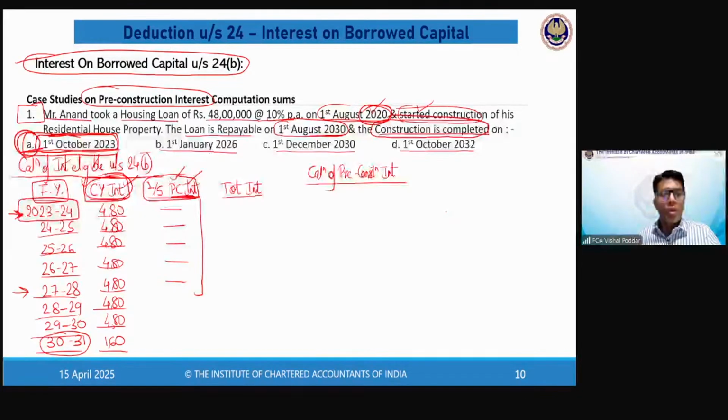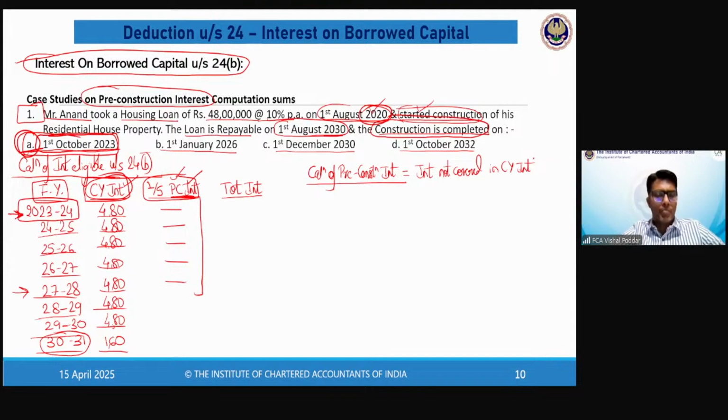So what is pre-construction interest? There is a legal language to it. My answer to this is: interest not covered in current year interest. This is my one line answer as to what is pre-construction interest. There is a legal answer. I'll come to that legal definition and the legal working part, but I'm sure when I go to the legal working part, it will be slightly difficult to understand. Hence, I'm first giving you the simplified, the logical part.